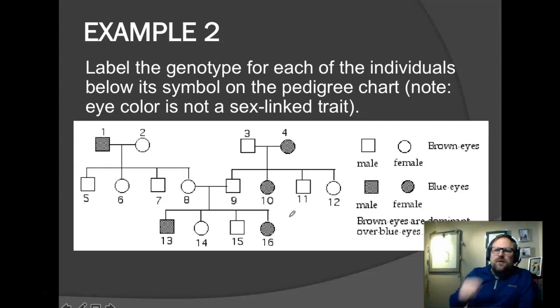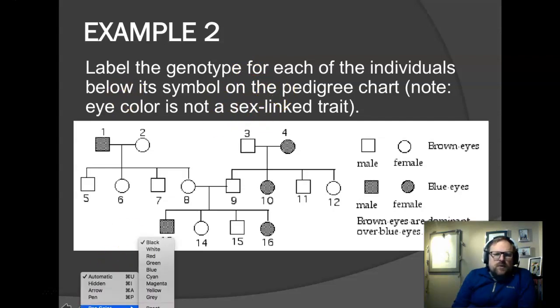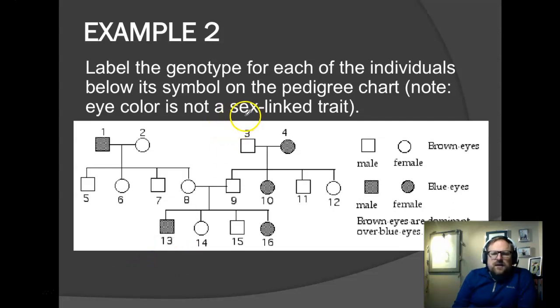So here's another example. It says label the genotype of each of the individuals below its symbol on the pedigree chart, and note that color is not a sex-linked trait. We haven't talked about sex-linked traits yet, so there's nothing to worry about there. Sex-linked just means the gene is on the X or the Y chromosome, usually the X chromosome. We'd call it X-linked at that point. It tells us here brown eyes are dominant over blue eyes. So what this tells me then is that the shaded in individuals have blue eyes.